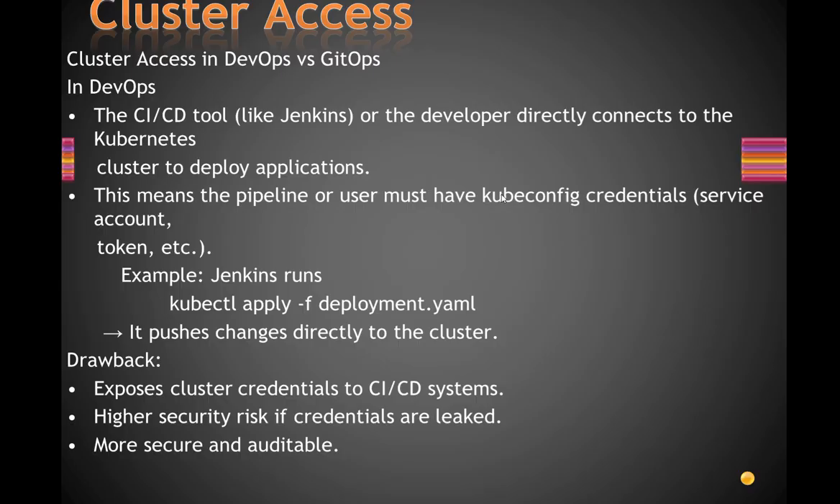Cluster access. In DevOps, the CI/CD tool like Jenkins or the developer directly connects to the Kubernetes cluster to deploy the application. This means the pipeline or user must have kubeconfig credentials or a service account. We know that. Example, Jenkins runs kubectl apply -f deployment.yaml. It pushes changes directly to the cluster. Drawback: it exposes cluster credentials to the CI/CD system, with a higher security risk if credentials are leaked.